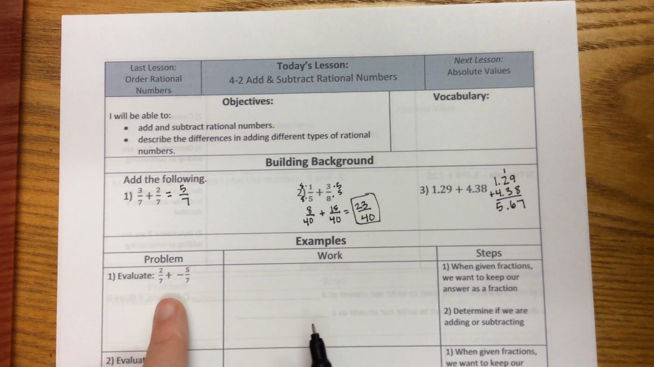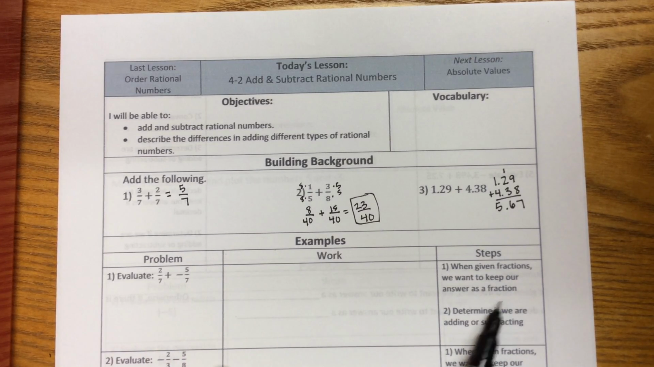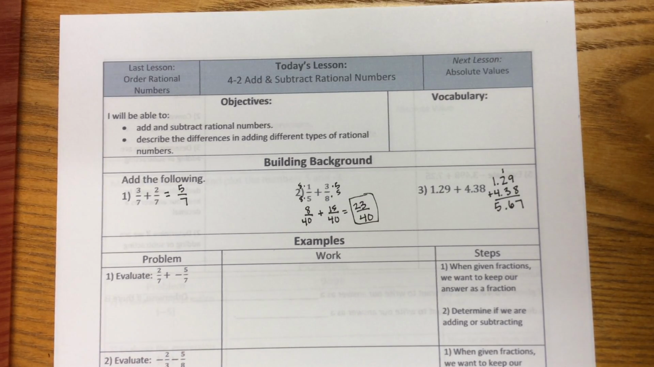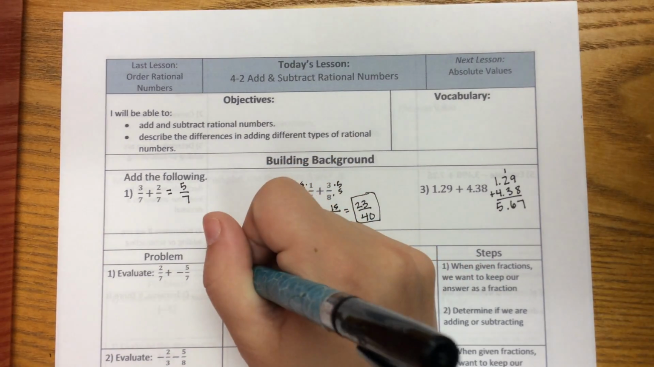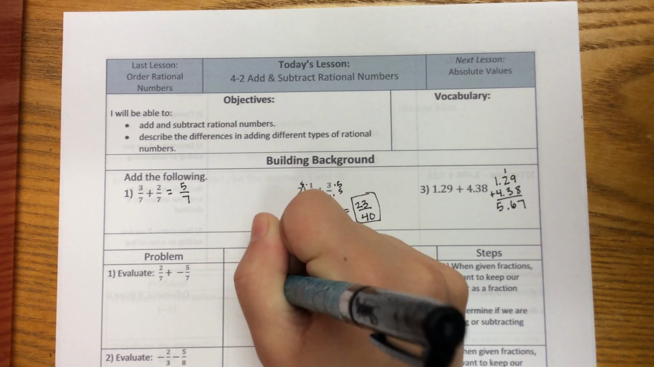Alright, number 1, we're going to evaluate 2 sevenths plus negative 5 sevenths. So when we're given fractions, we want to make sure our answer is a fraction. Okay, so we're going to determine if we're adding or subtracting. I know it says adding here, but really when we have adding a negative, that means we're going to subtract. So I'm going to take the bigger one, 5 sevenths, minus 2 sevenths.